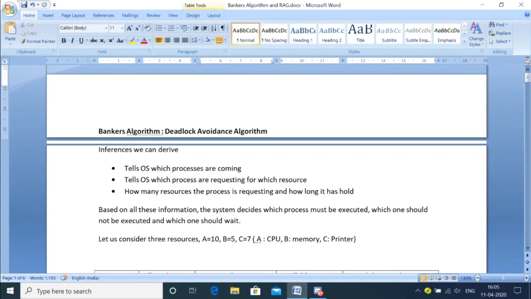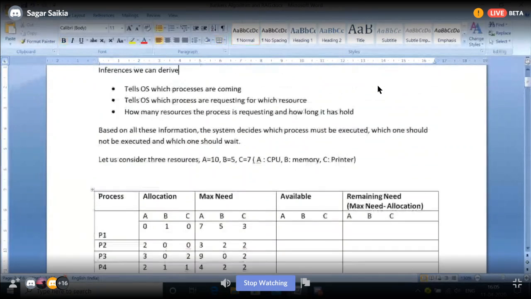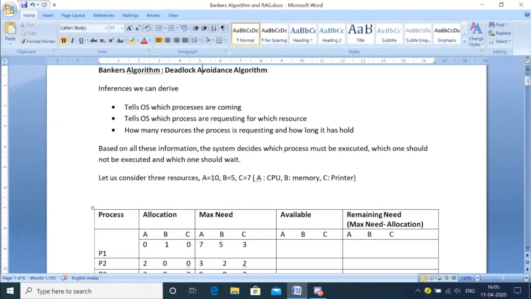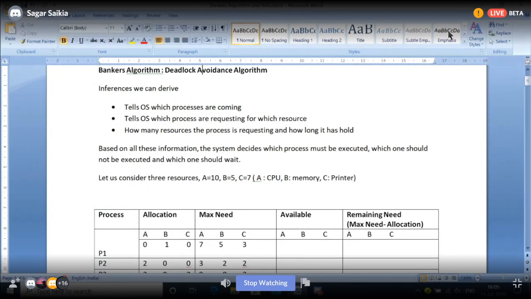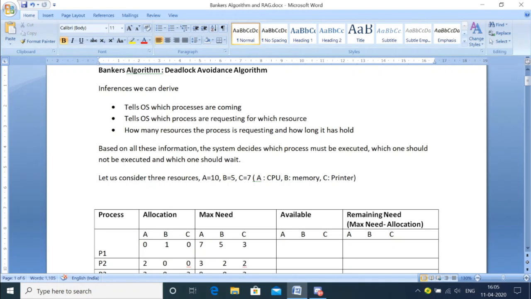So let us see what things we are having as of now. Before going to Banker's algorithm, we already know that it's a deadlock avoidance algorithm. So that means futuristically we have to predict whether the system will give us deadlock or not. If it gives a deadlock, then we can take certain preventive measures to avoid such a situation.